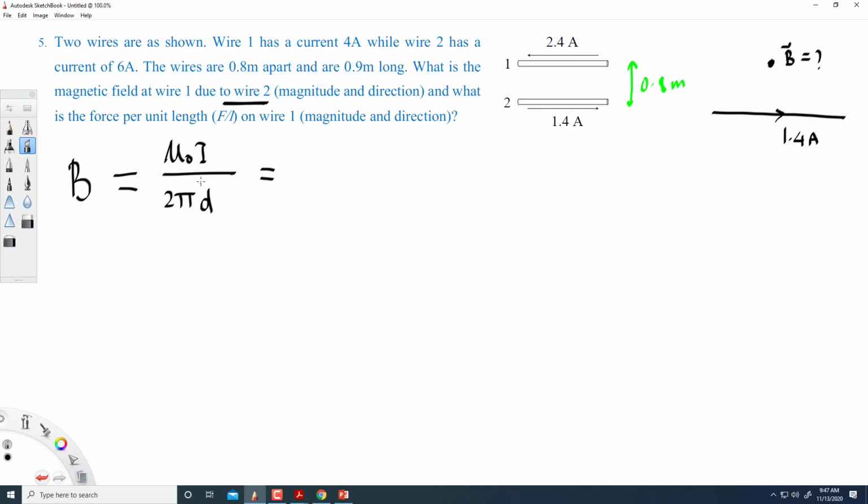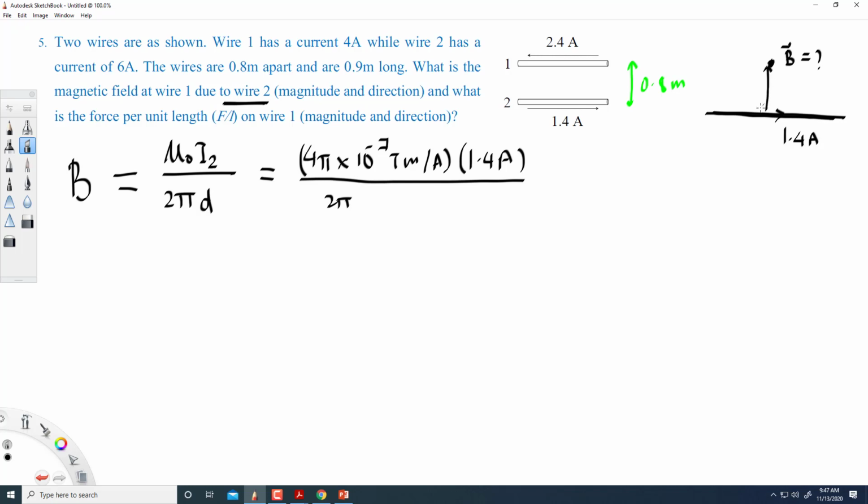Okay, so in this case we are trying to find the magnetic field due to this wire. That means we need to write here magnetic field due to wire 2. Mu naught is 4 pi times 10 to the negative 7 Tesla meter per ampere, and then I2 is 1.4 amperes, and then 2 pi, the distance at which we want to find the magnetic field is 0.8 meters. That gives us the magnetic field due to the second wire. Let's call that B2.